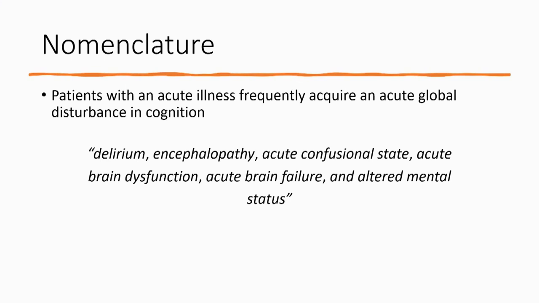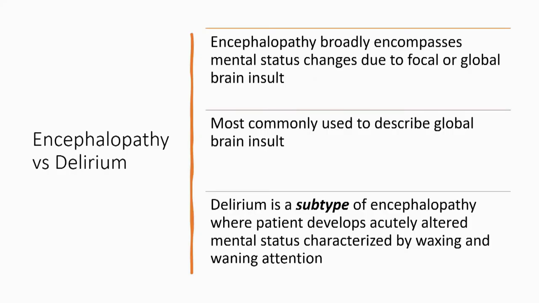So patients with an acute illness frequently acquire an acute global disturbance in cognition. And it has been called delirium, encephalopathy, acute confusional state, acute brain dysfunction, acute brain failure, and altered mental status. Do all of these terms mean the same thing? And the answer is perhaps.